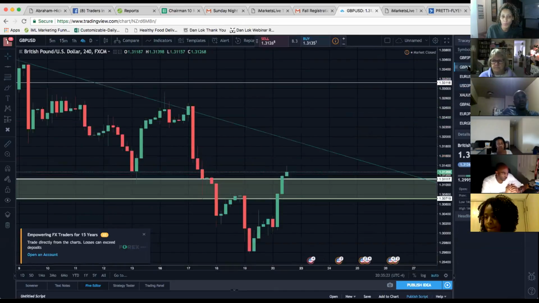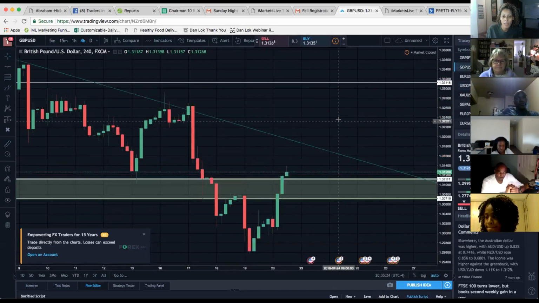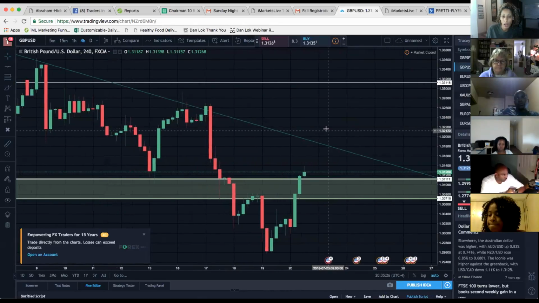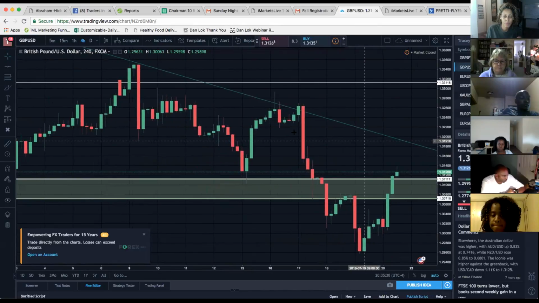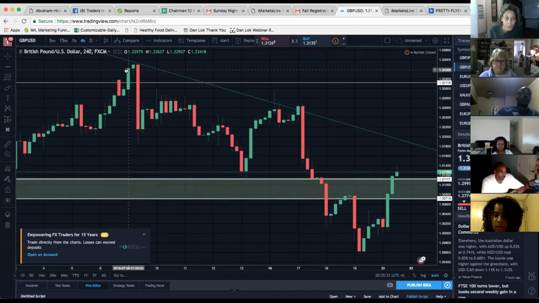Okay, I'm going to try to show it to you on a different pair, because sometimes you can see it better. Okay. So here we go. See the top of this wick right here? No, not that one.